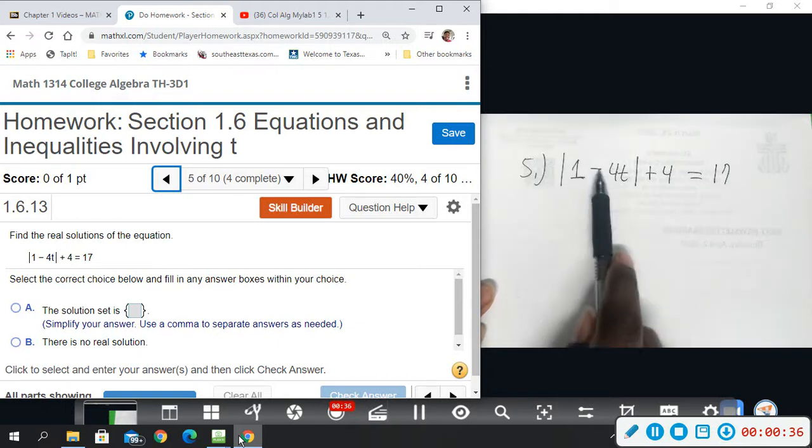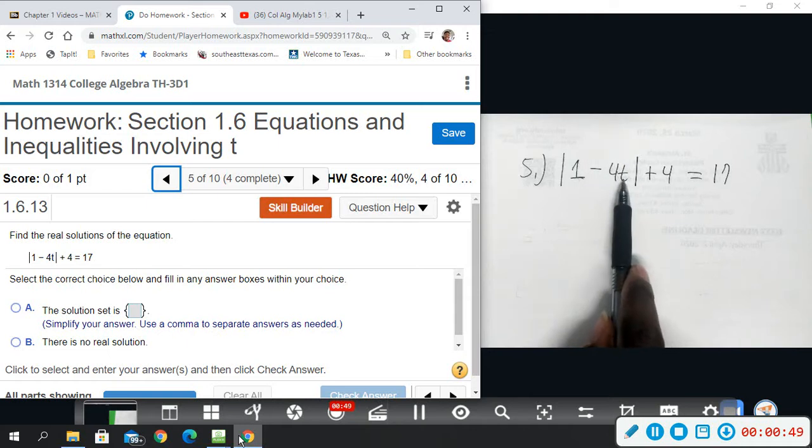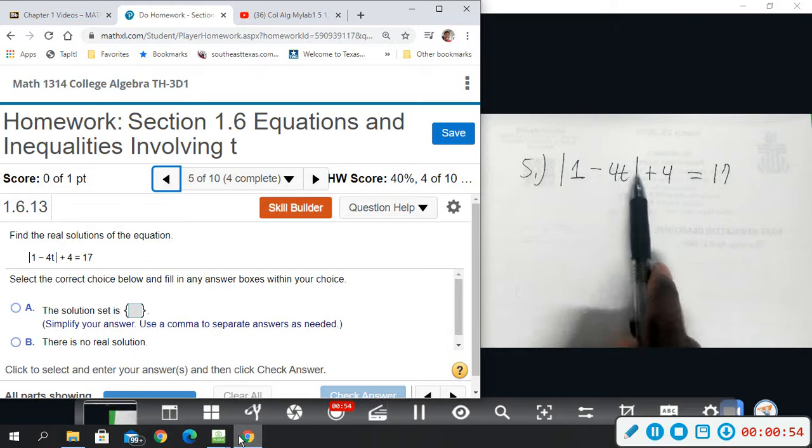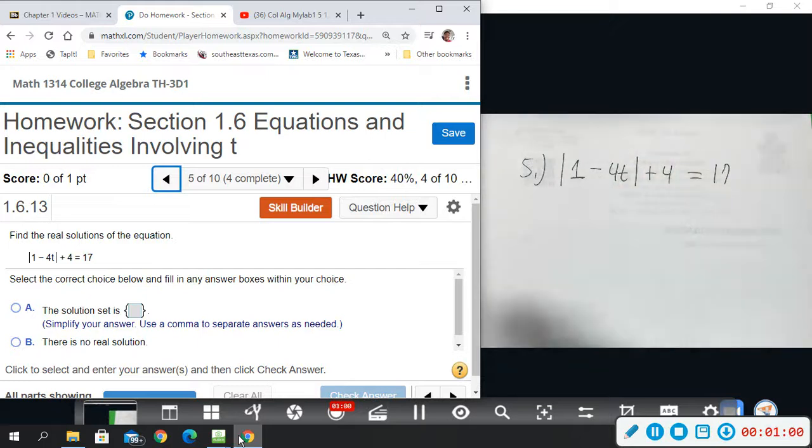Do not change this to positive just because it's an absolute value. You always solve first, and then after you have simplified as much as you can, then you take the absolute value and make it positive. We wouldn't be able to do that with the t. And secondly, we must remember to isolate, get the absolute value expression by itself. So this +4, we have to get rid of it before we can actually set up our two equations.